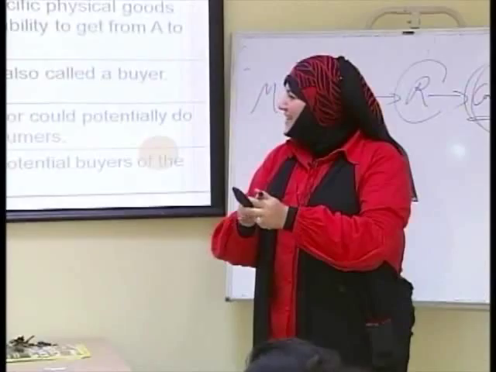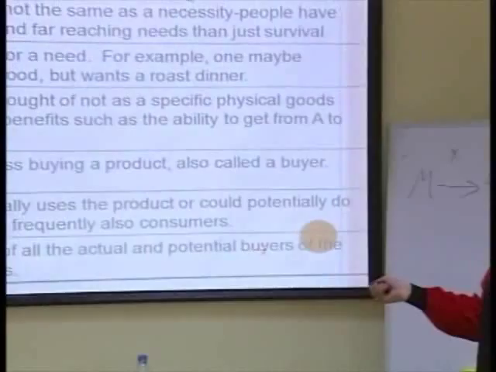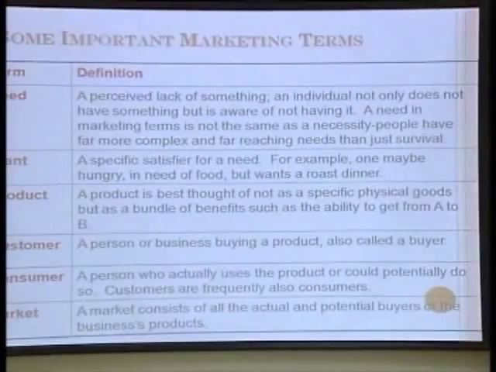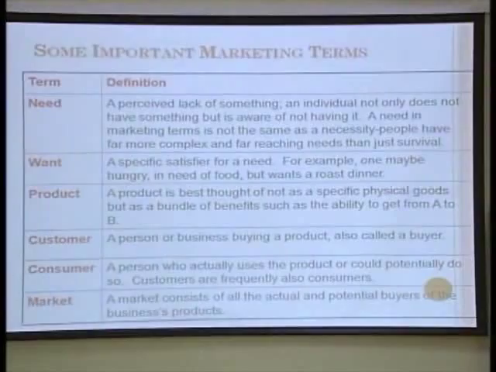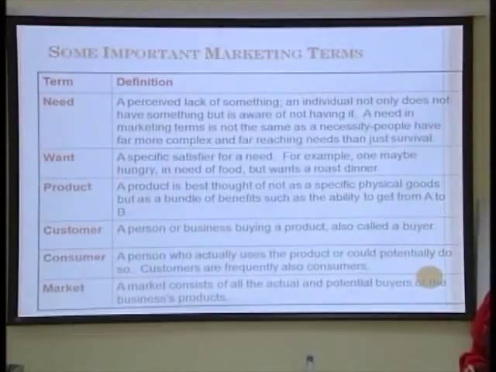And then the market. A market consists of all the actual and potential buyers of the business's products. So the market is all actual and potential buyers of the product. This is what we mean by a market. Okay? You understand well? All right.